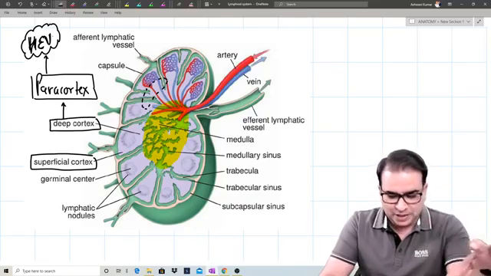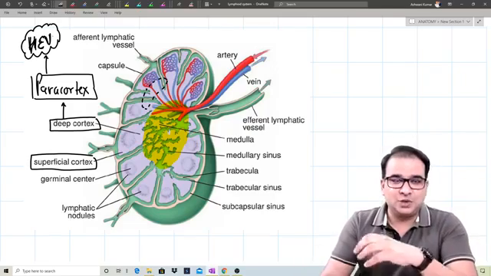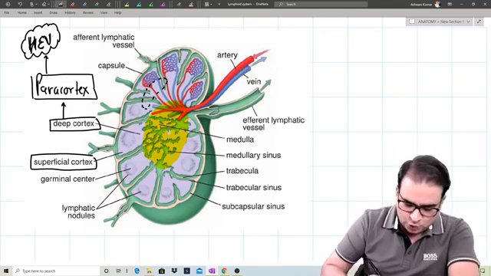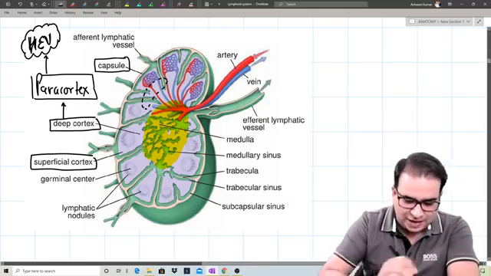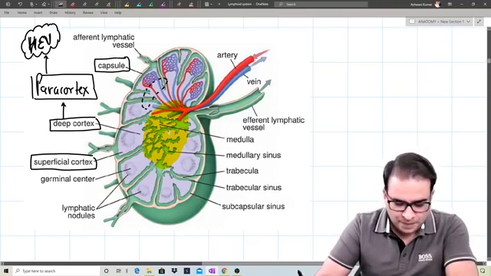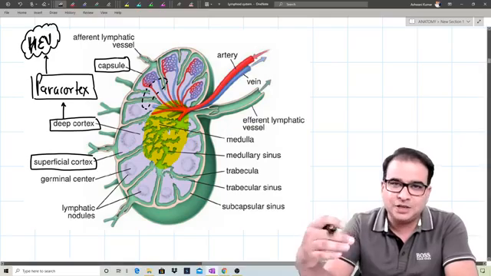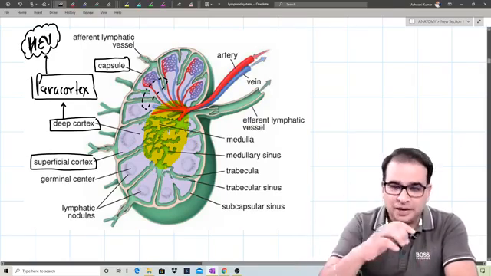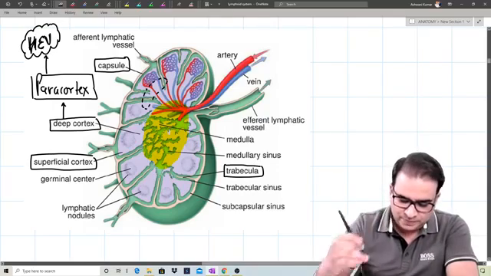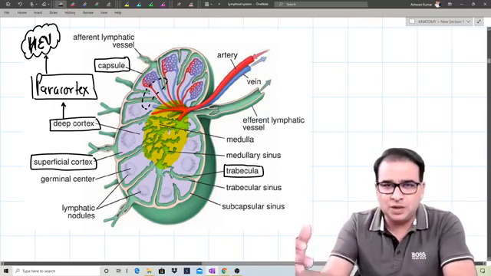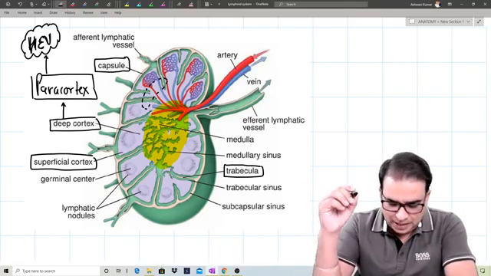Another important thing to note here is that we are talking about encapsulated structures, guys. So we do have a capsule around it. There is thick, dense, regular connective tissue forming the capsule of the lymph node. And this capsule sends in trabeculae, septations inside, and these septations divide the cortical part. Trabeculae are nothing but septations extending inside and dividing the cortical region here.